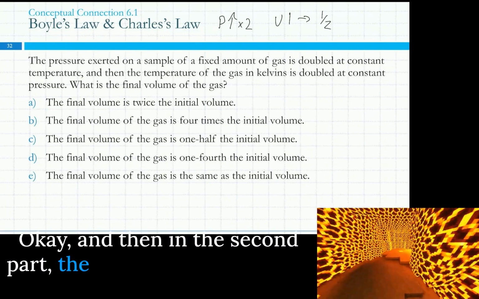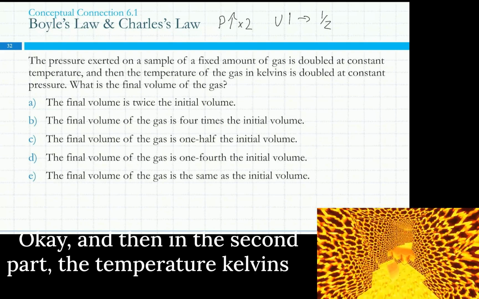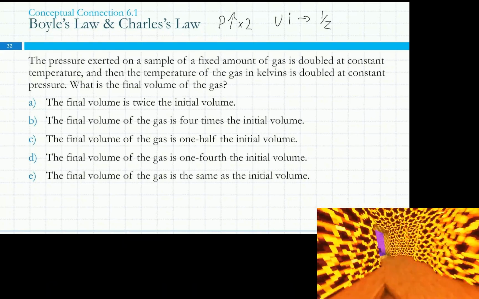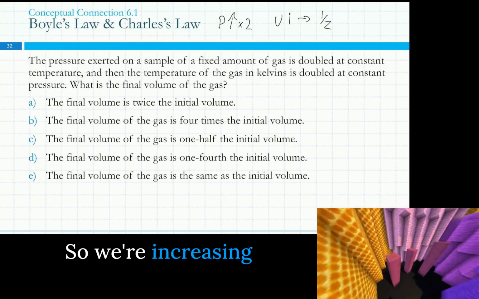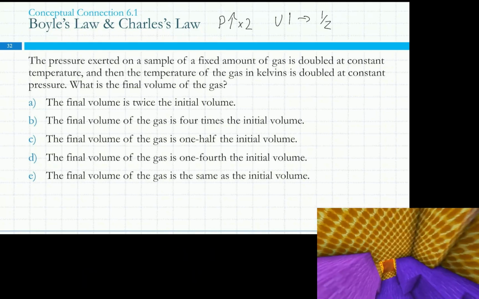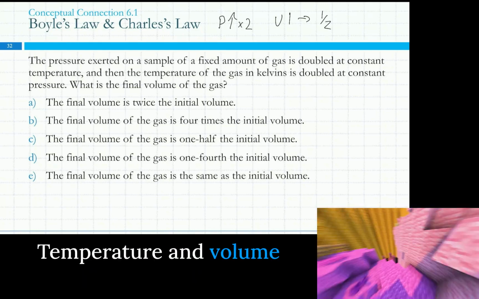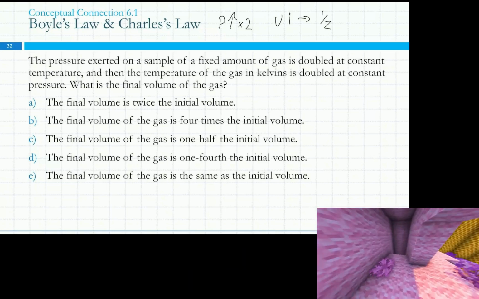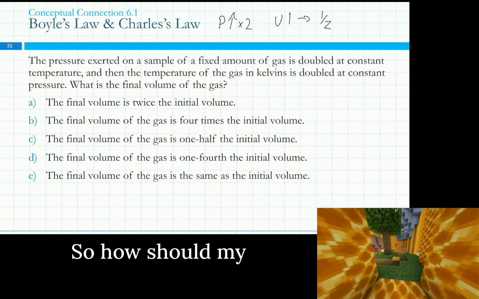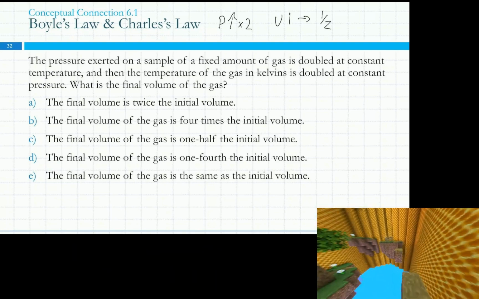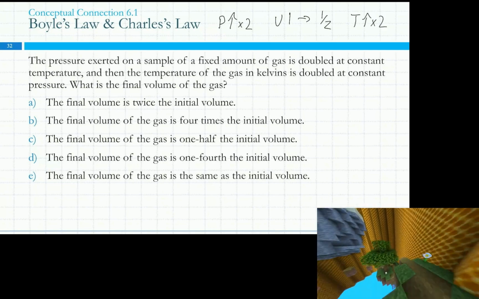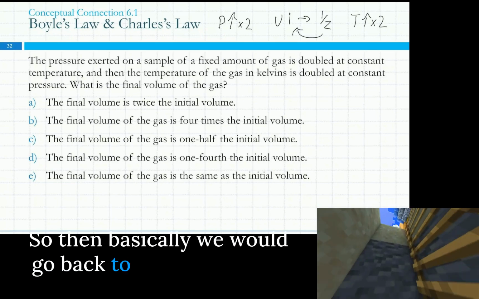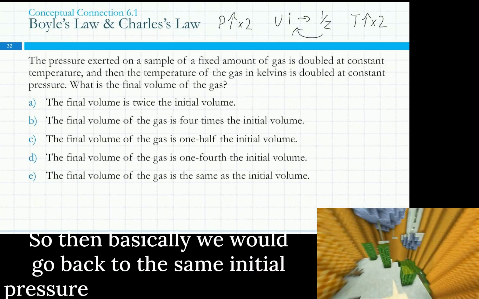Okay, and then in the second part, the temperature of the gas in kelvins is doubled at constant pressure. So we're increasing the temperature. Temperature and volume are directly proportional. So how should my volume change? Temperature is increased, so it would be the same. Yeah, so then basically we would go back to the same initial volume.